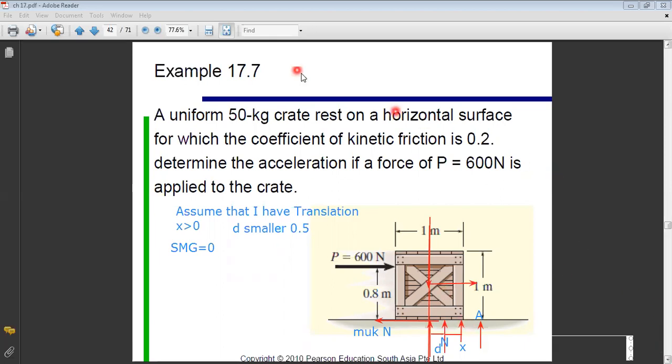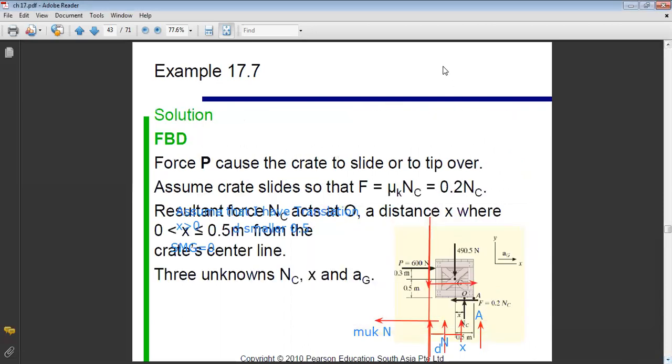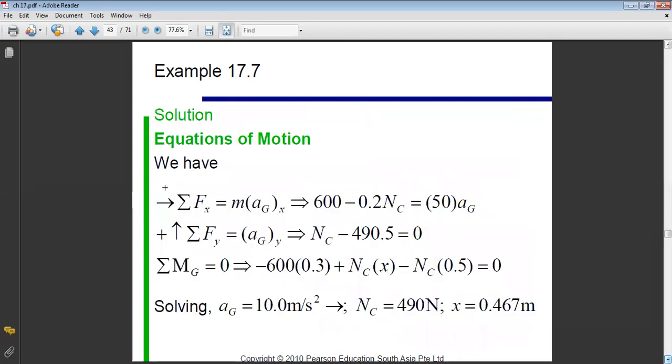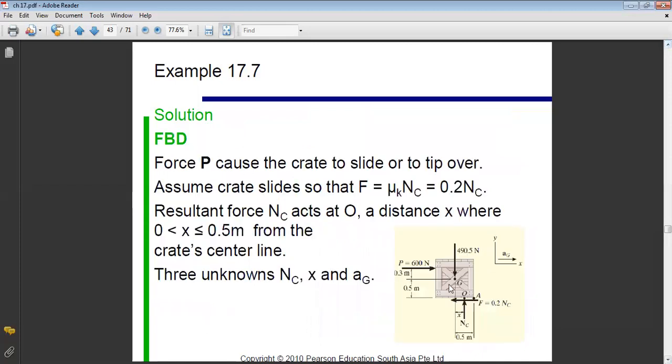Okay, so now let's continue. As we said, we will assume that we have translation. We will put our forces and we will write the three equations. The first equation is sum of forces in x equals m a_Gx. So if I go back to my free body diagram, if I do sum of x, what do I have? Plus 600 minus mu k N, so minus 0.2 N_C equals m a_Gx. This is my first equation.